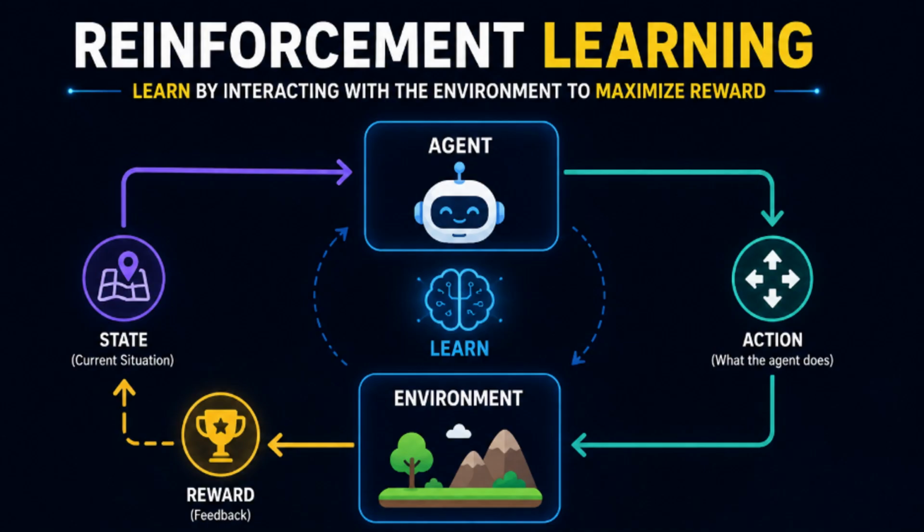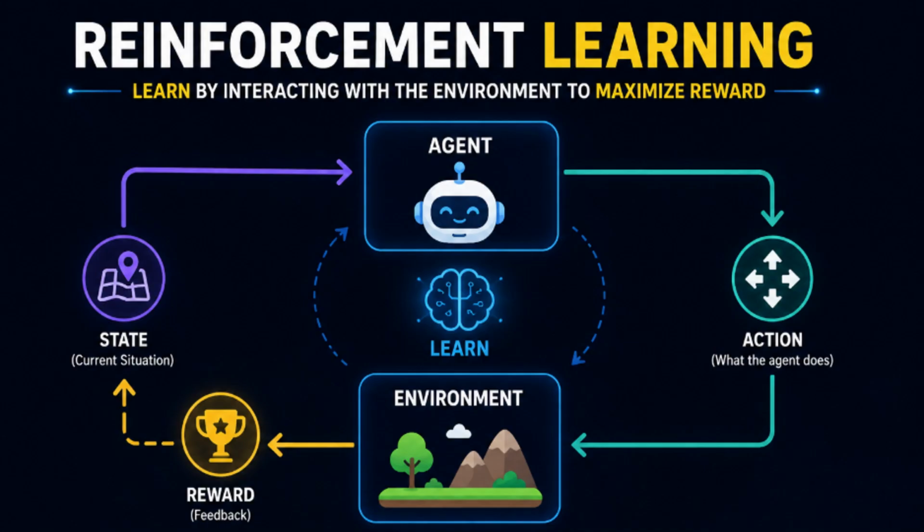Reinforcement learning is inspired by how humans learn through experience. An agent interacts with an environment to achieve a goal. First, the agent observes the current state of the environment. It then takes an action based on that state.